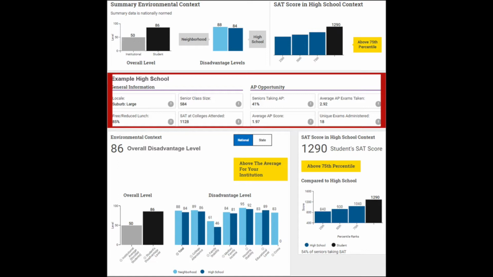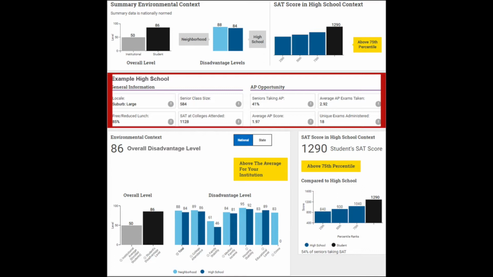And then again, I'll talk about AP opportunities. And this really speaks to the number of resources a school has, which is why it's calculated in the disadvantage level. So if a student is only able to take 4 AP classes, again, as an admissions reader, as admissions evaluator, admissions officer, I cannot fault that student for not taking 2 full years of AP classes if their school only offers 4 classes. And so you can see here, it says seniors taking AP, 41%, about half the class.